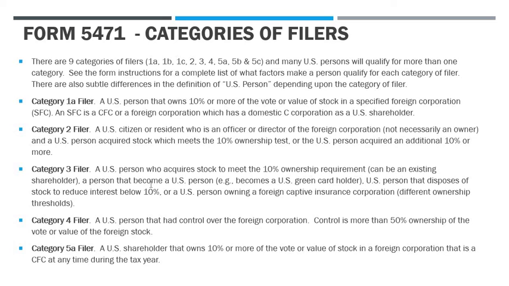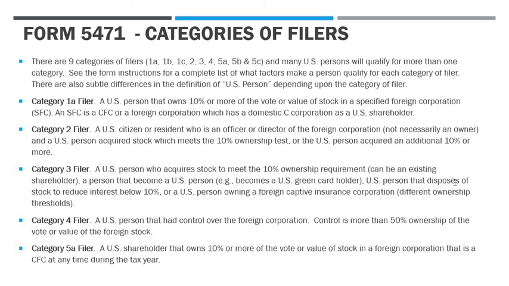Category 3 filer: U.S. persons who acquired stock to meet that 10% ownership requirement. Again, this can be an existing shareholder, so that's one way you can meet the Category 3 filer. Or you have a person that becomes a U.S. person. So let's say you have a shareholder that's already an investor there, and then they move to the U.S. and become a U.S. green card holder. That's them becoming a U.S. tax resident, so that would also make them a Cat 3 filer.